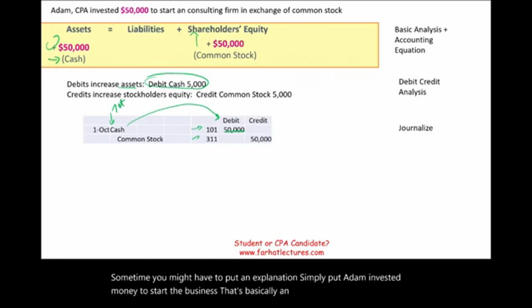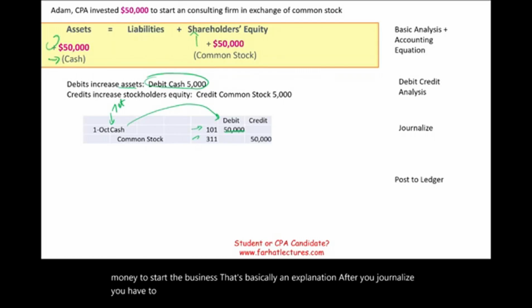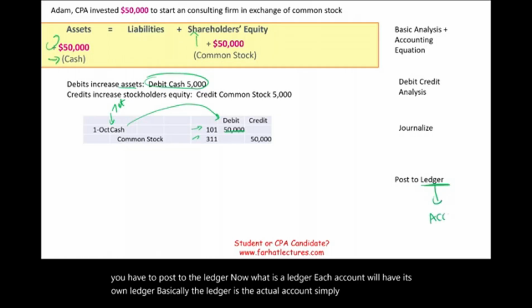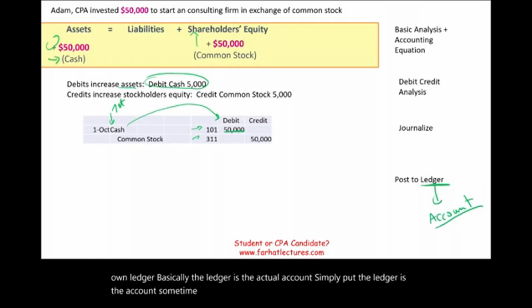After you journalize, you have to post to the ledger. Now, what is a ledger? Each account will have its own ledger. Basically, the ledger is the actual account. Simply put, the ledger is the account. Sometimes it's called the general ledger, but the ledger is the account. So each account will have its own ledger.